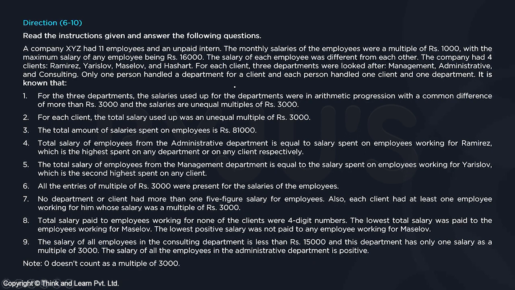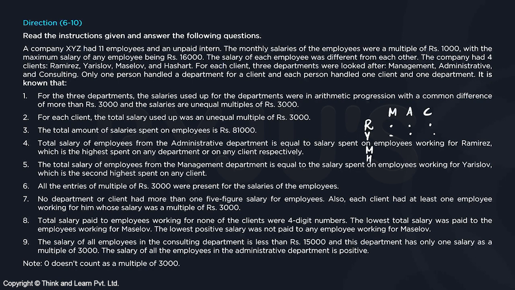The company had 4 clients, R, Y, M, and H. For each client, 3 departments were looked after, M, A, and C. Only one person handled the department for a client, and each person handled one client and one department. So what we mean by this is, if you look at the departments, which are M, A, and C, and if you look at, let's say, one of the clients, which is Ramirez, we have one employee here, one employee, one employee. So there are 3 employees for Ramirez. Similarly, we will have 3 employees for Yaroslav, 3 employees for Maslov, and 3 employees for Ashdod.